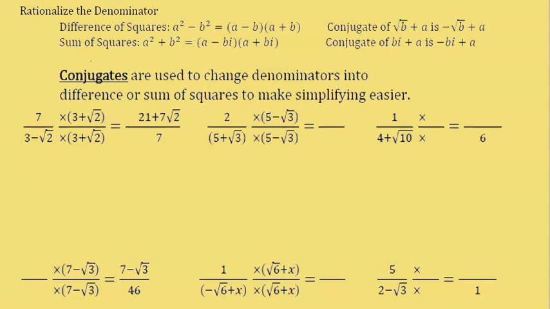Page 33, Rationalizing the Denominator. We're basically multiplying two conjugates together to get the irrational parts to go away in the denominator. Difference of squares and sum of squares are composed with two conjugates. These are conjugates of each other.